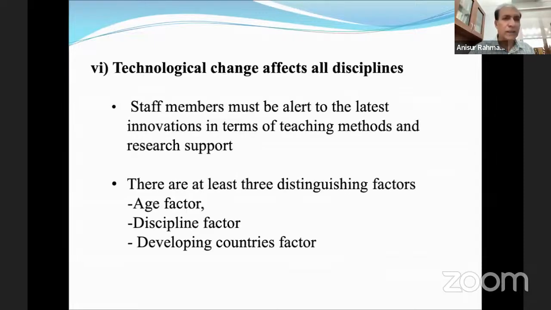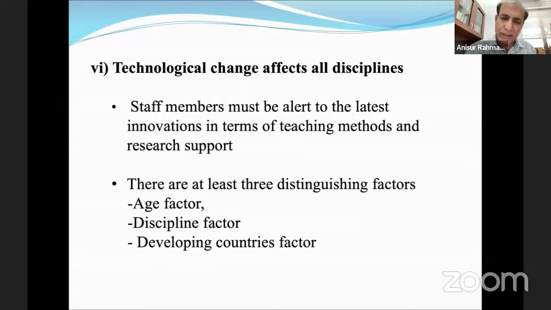The other point I would like to bring to your kind attention is that technological change affects all disciplines. Today we are saying that staff must be alert to the latest innovations in teaching methods and research support. I think that has become very, very important. Technological change affects all disciplines, so we need to use all the technology for the benefit of society and for the benefit of the students.